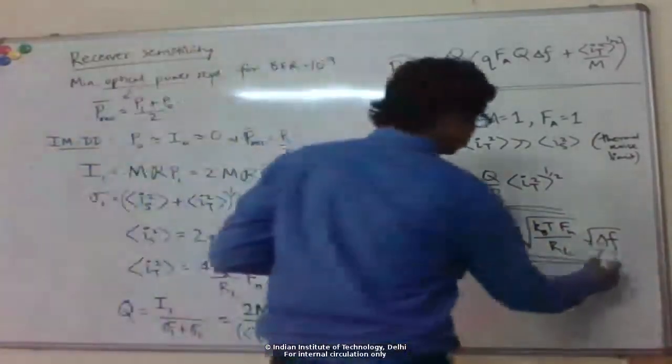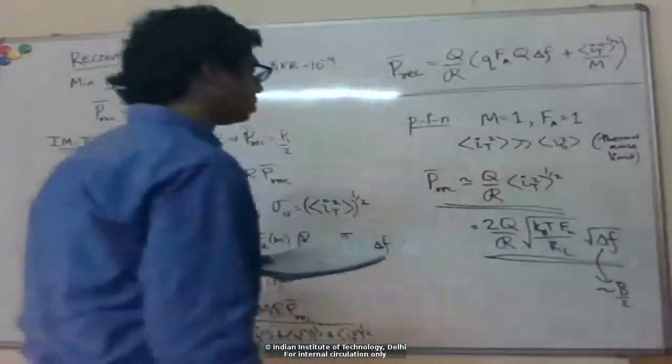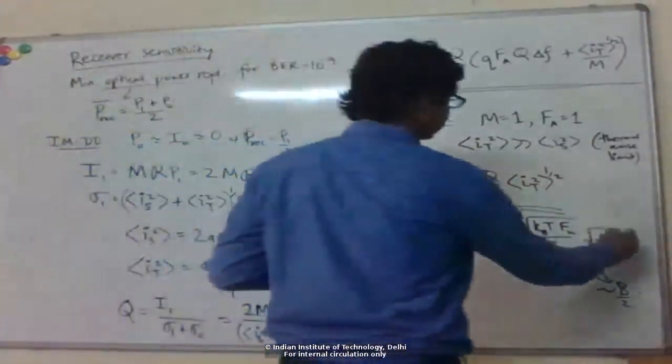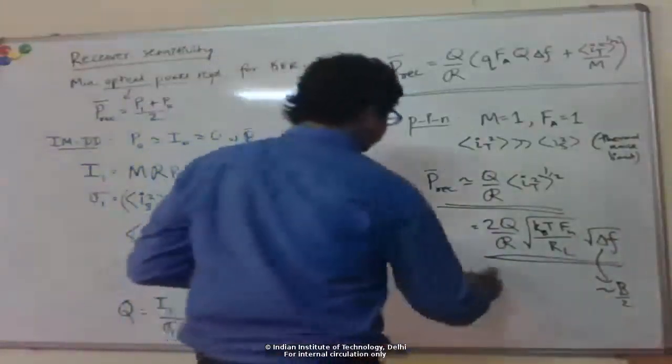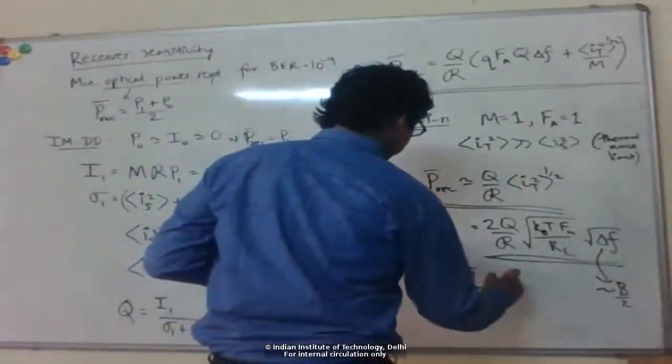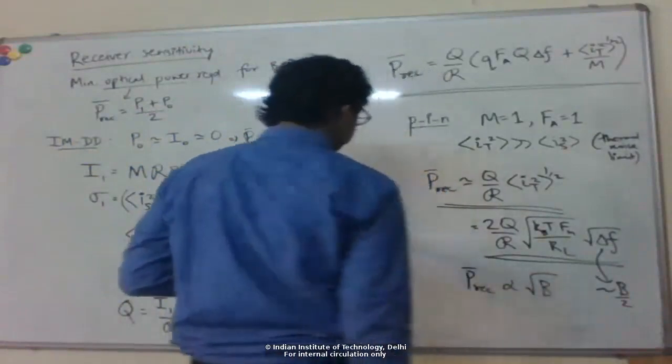Okay, so again, delta F is typically, for example, set at half the bit rate, the 3 dB bandwidth of the receiver. So then the receiver sensitivity is proportional to the square root of the bit rate.